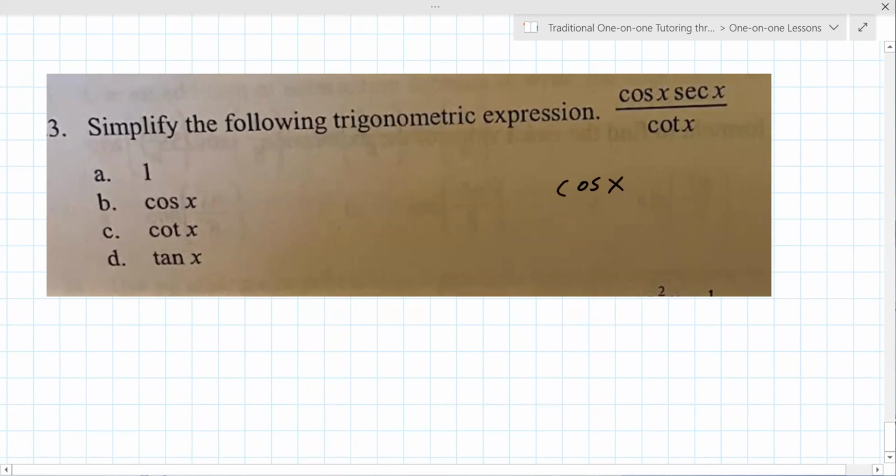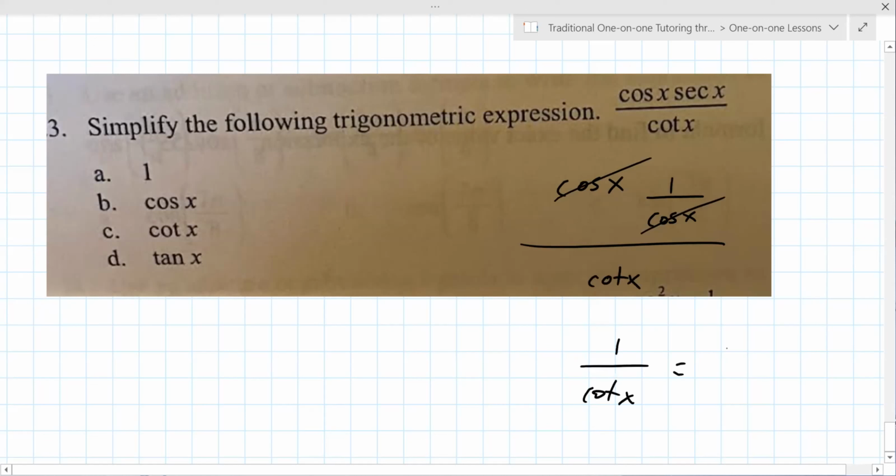So the other strategy is to put everything in terms of sine and cosine. So secant is 1 over cosine x, and cotangent, we're going to leave as is. So see how these cancel? You get 1 on top. 1 over cotangent x, that's a reciprocal, that's tangent of x.